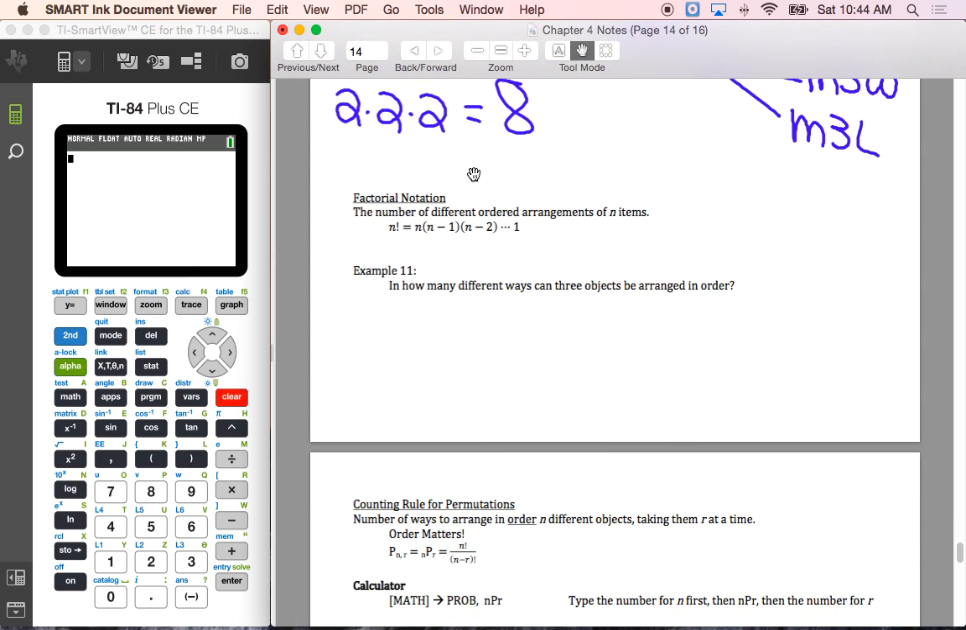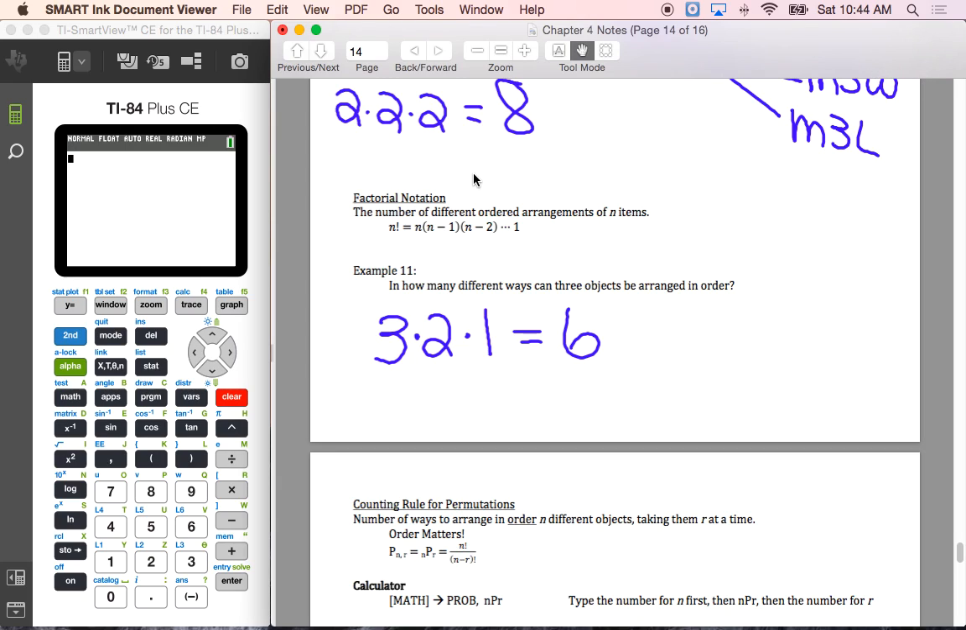Okay, factorial notation. When you have factorial notation, it is the number of different order of arrangements of n items. So for example, in example 11 it says, how many different ways can 3 objects be arranged in order? When we look at this, we've got 3 ways for the first spot to be filled. Now, if I put something in the first spot, there are only 2 objects left for the second spot. Now, if we put something in the second spot, there's only 1 option for the third. So when I multiply those 3 together, we have 6.